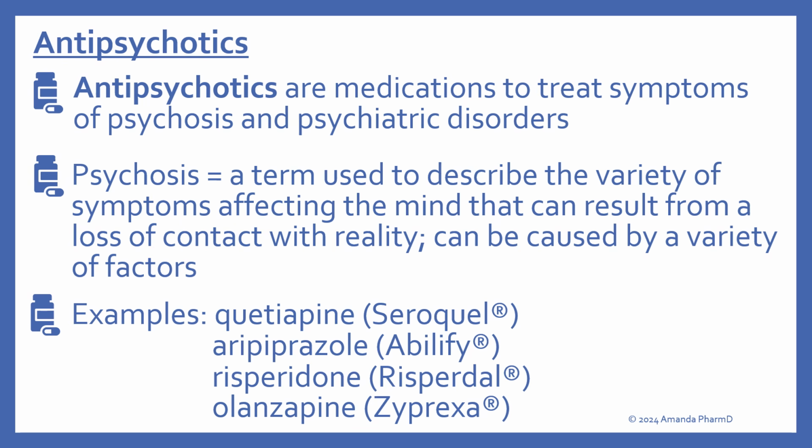Antipsychotics are medications to treat symptoms of psychosis and psychiatric disorders. What psychosis means, it's just a term used to describe the variety of symptoms affecting the mind that can result from a loss of contact with reality. And this can be caused by a variety of factors. So some examples of antipsychotics include quetiapine, brand name is Seroquel, aripiprazole, its brand name is Abilify, risperidone, its brand name is Risperdal, and olanzapine, its brand name is Zyprexa.